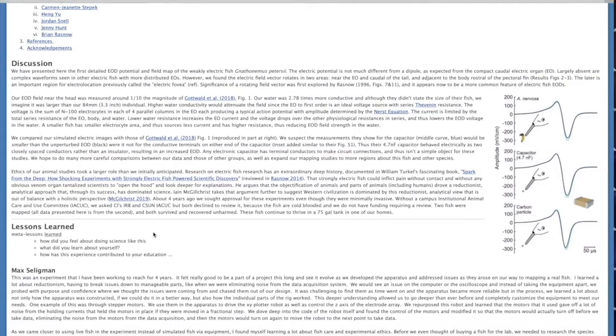We compared our simulated electric images with those of Gottwald's figure 1. The image has been partially reproduced at the right. In hindsight, we suspect the measurements they show for the capacitor would be smaller than the M-perturbed EOD were it not for conductive terminals on either end of the capacitor. We hope to conduct many more comparisons between our data and those of other groups and expand our mapping studies to more regions of this fish and other species.